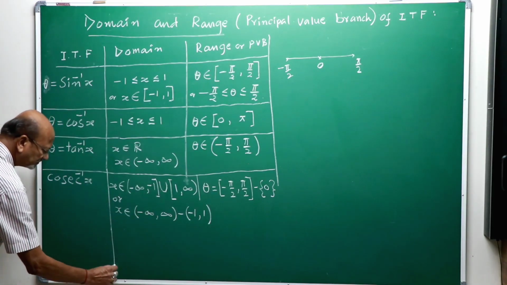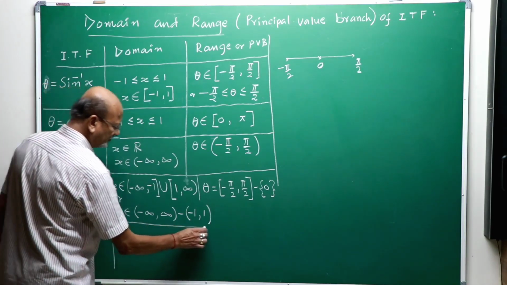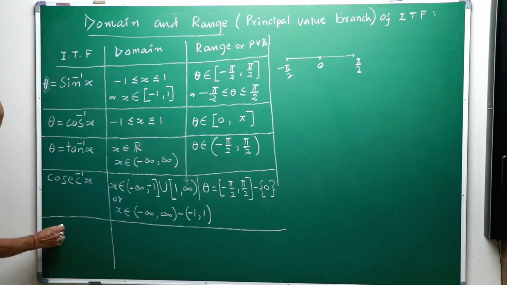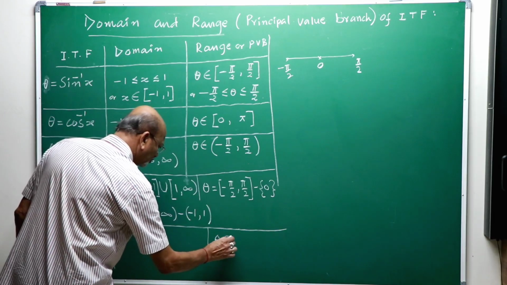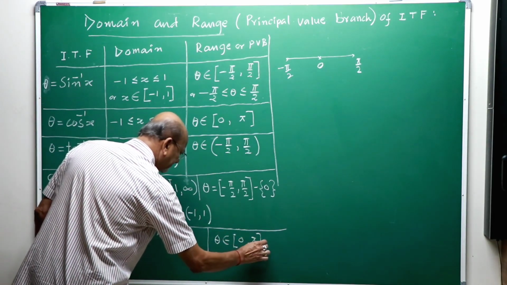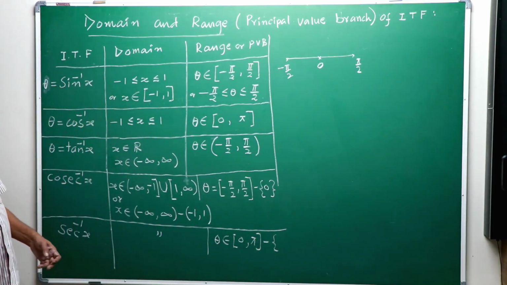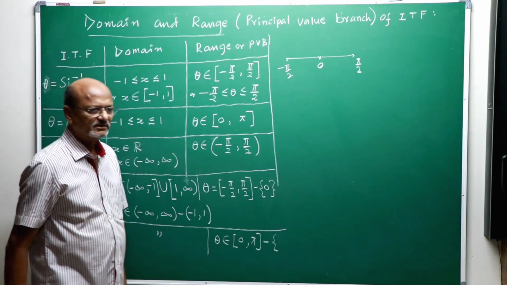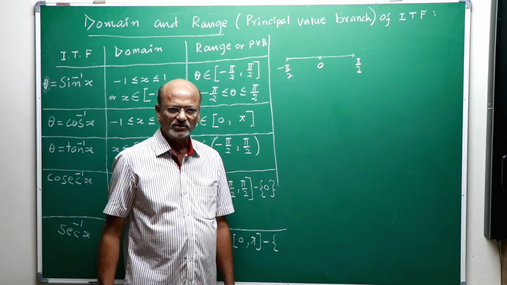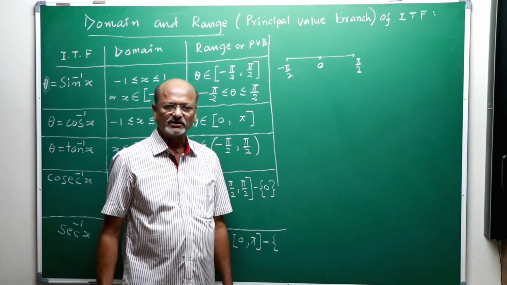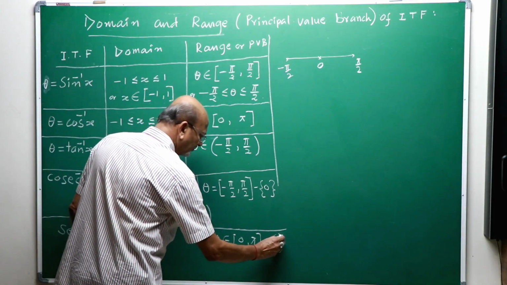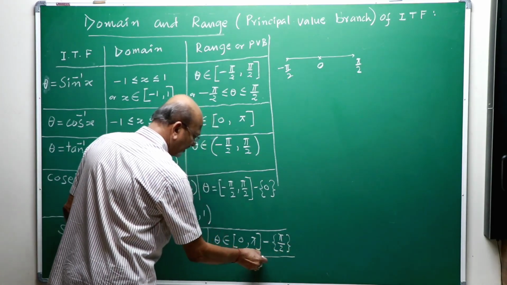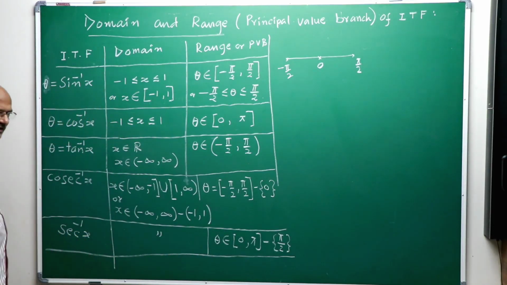Next is sec inverse x. Yes, my friends, the domain is the same. What about the range? The range is theta belongs to the closed interval 0 to pi, except one value. Tell me, my friends, where is the sec undefined? You know cos 90 is 0. What is sec 90? 1 by cos 90, which is 1 by 0, and 1 by 0 is undefined. Therefore, all values between 0 to pi except pi by 2. This is about sec inverse.